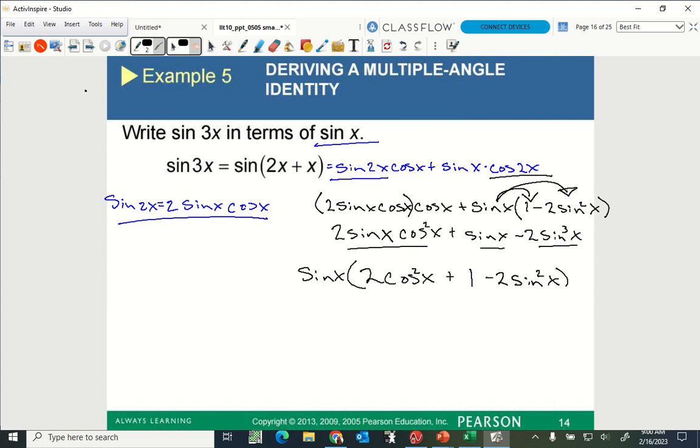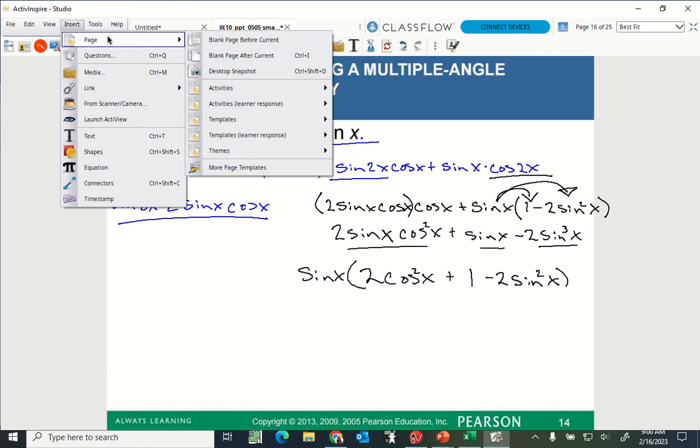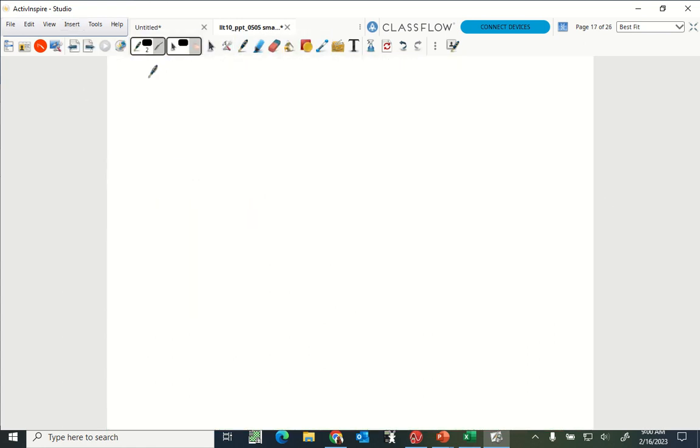Are we gonna distribute them? No, we factored it out. Okay, so now let's look. I don't want a cosine, do I? No. Okay, what can I replace cosine with? Pythagorean identity. Which one? Oh, it's one of them ones.